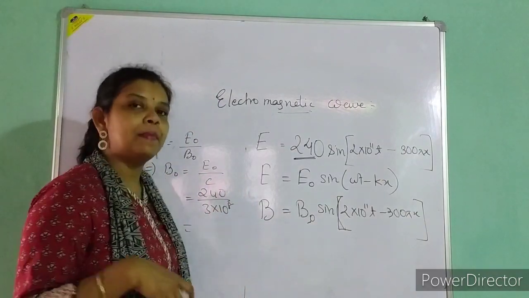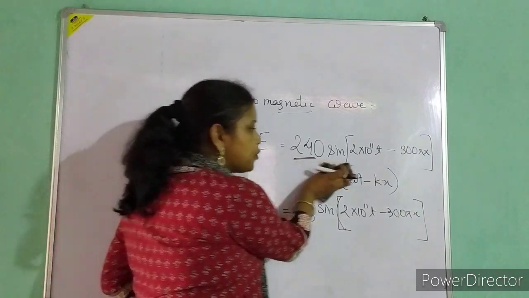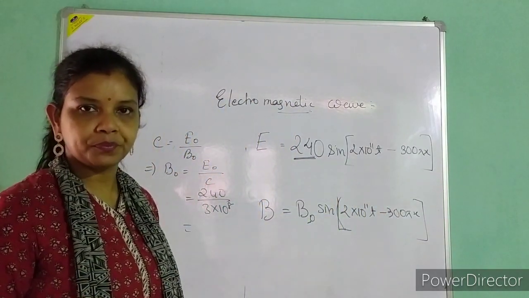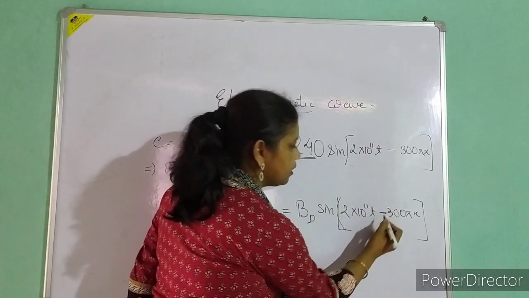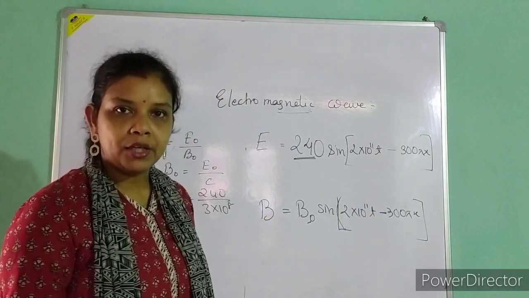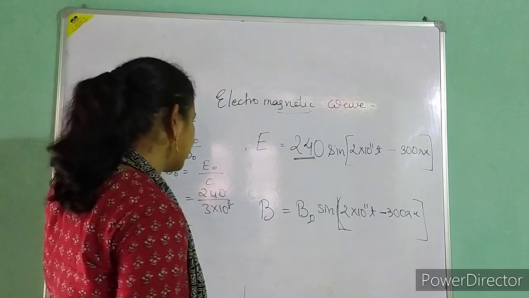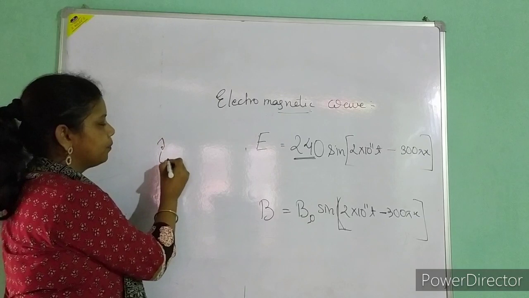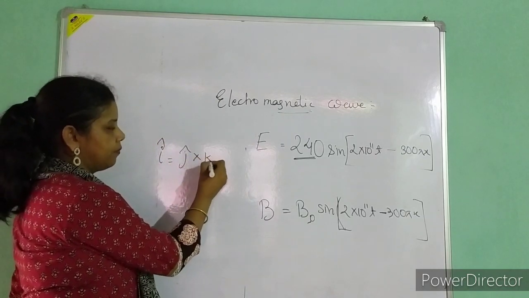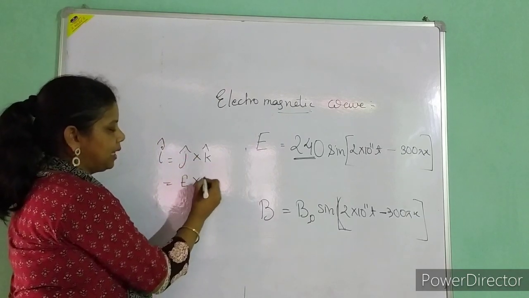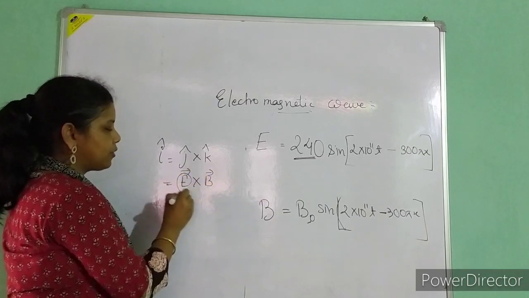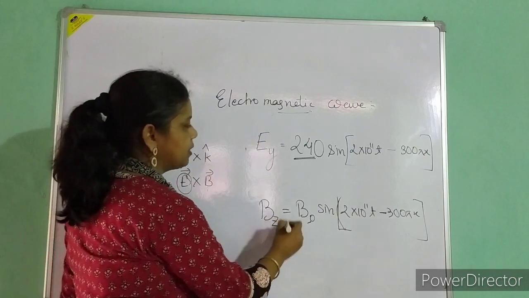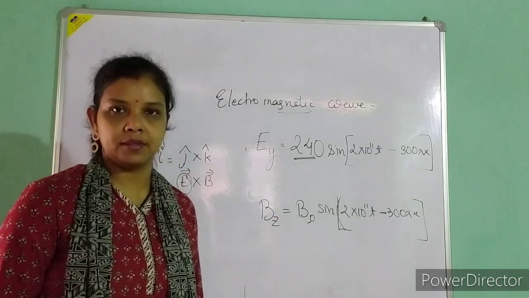But I missed another thing. I have to write down along which axis it is moving. Since the minus sign is given, the direction of propagation is the positive x-axis. So positive x-axis means the direction is i cap. So it will be j cross k, meaning E cross B. So my direction of electric field is j, this is my y, and the direction of magnetic field is k. Then I have finished my answer.